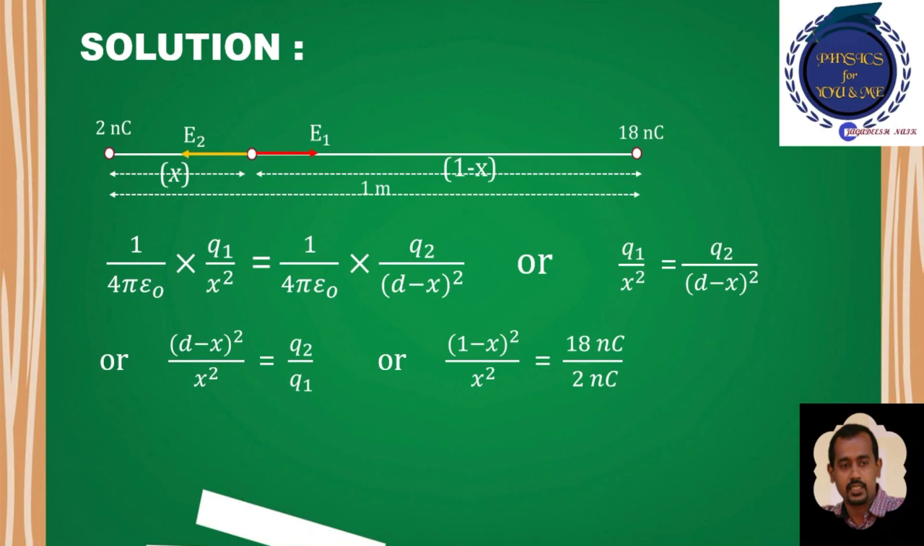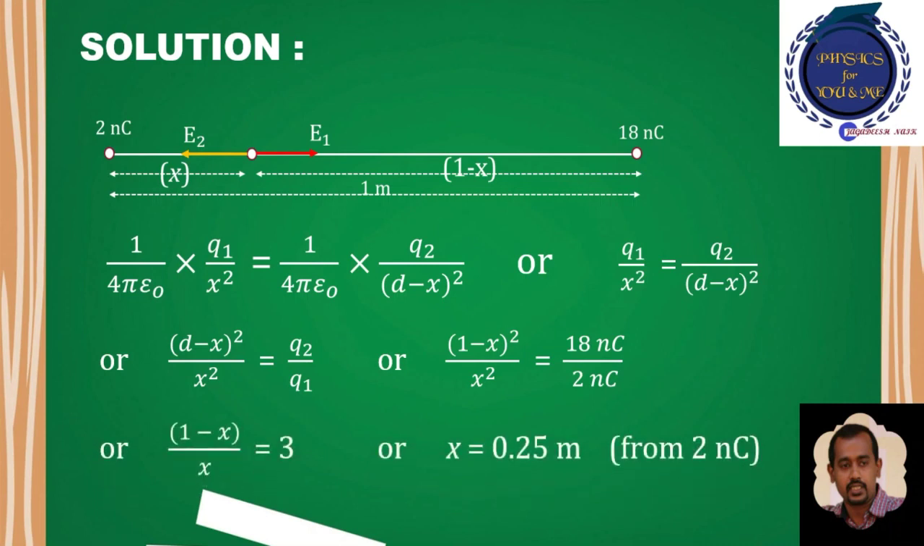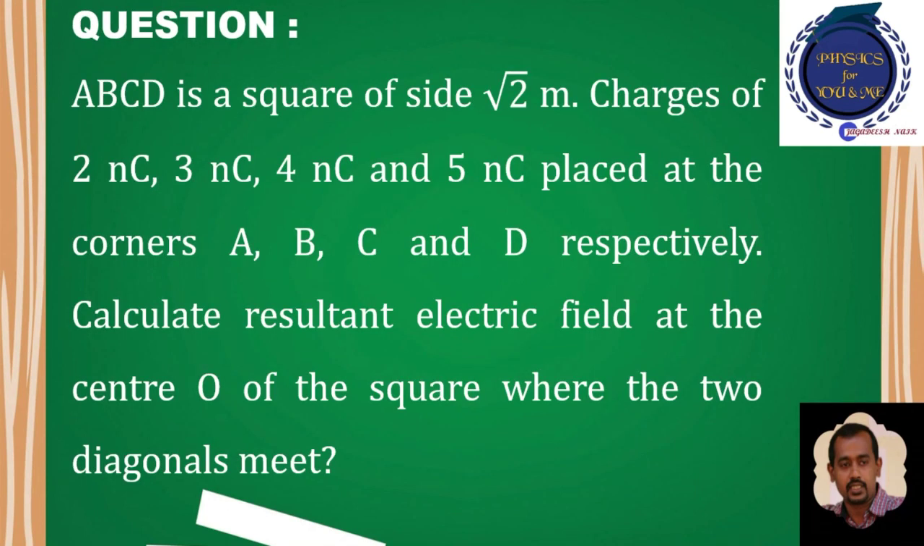So therefore, taking square root on both sides of the expression, we will get 1 minus x divided by x is equal to 3. And solving the expression, we will get x is equal to, which is the distance of the point P where the electric field is 0 from the 2 nanocoulomb charge. It is given as 0.25 meters from the 2 nanocoulomb charge. Next question.